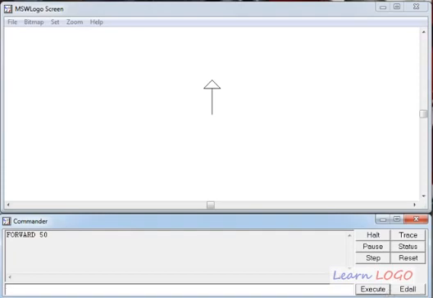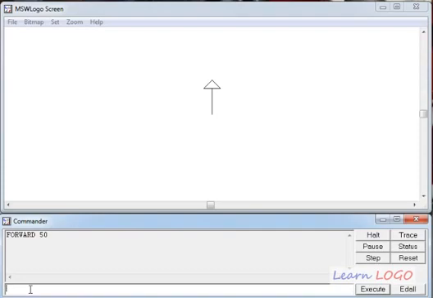And see what has happened. This command line has become clear and this forward 50 which we have recently given has come to this window, and this window is called the recall list. So this is the forward command where we have written forward space 50.